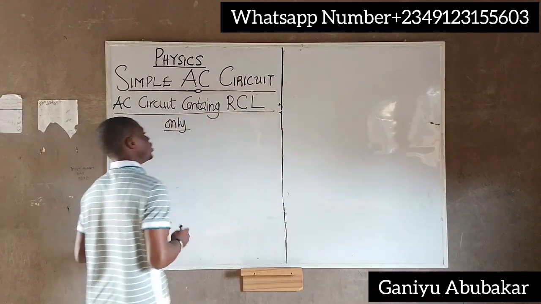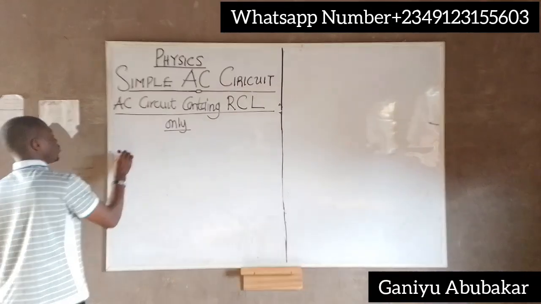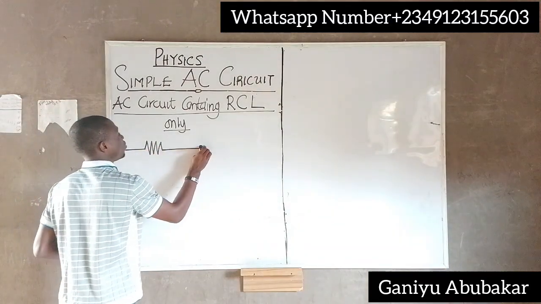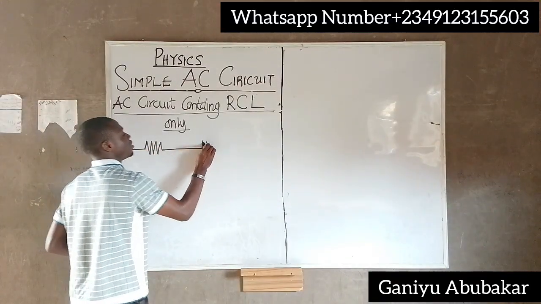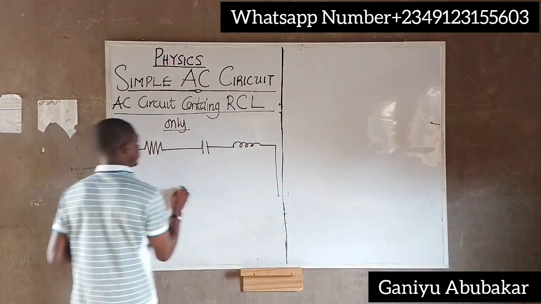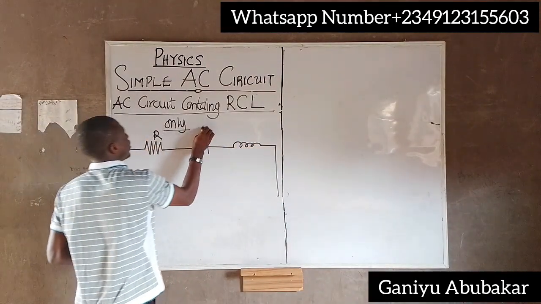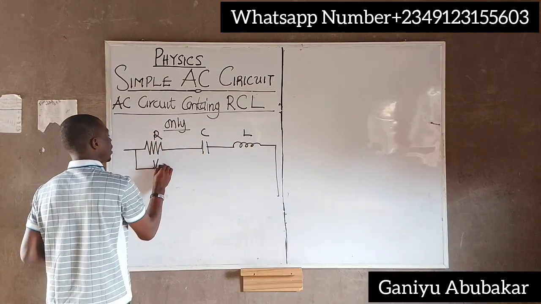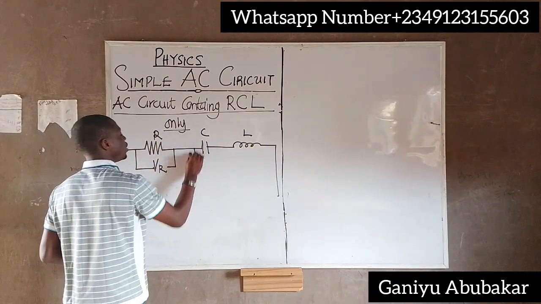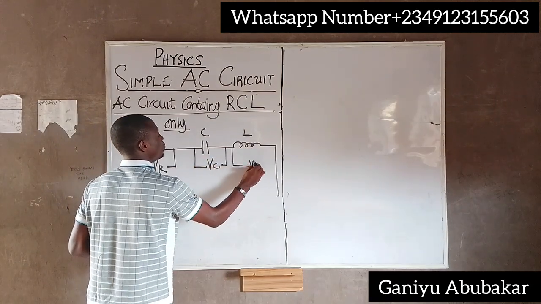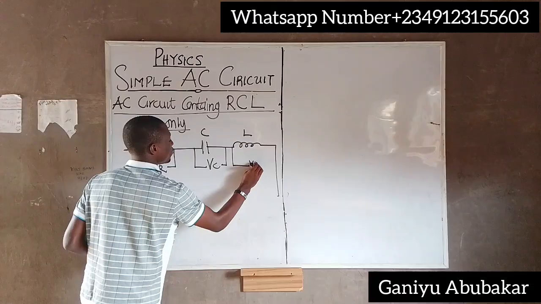So the diagram obviously will be something of this nature. Let's use this for the resistor, this for the capacitor, and this for the inductor. Here gives you VR, here gives you VC, and here gives you VL.